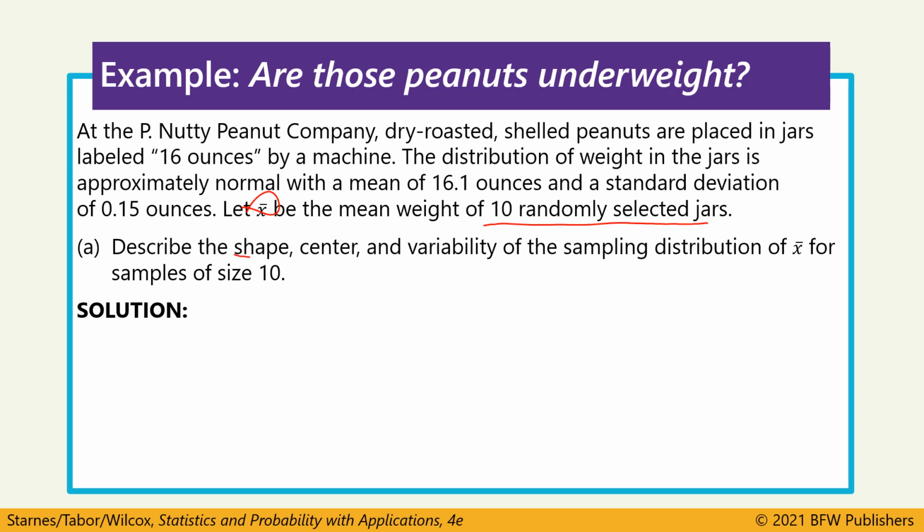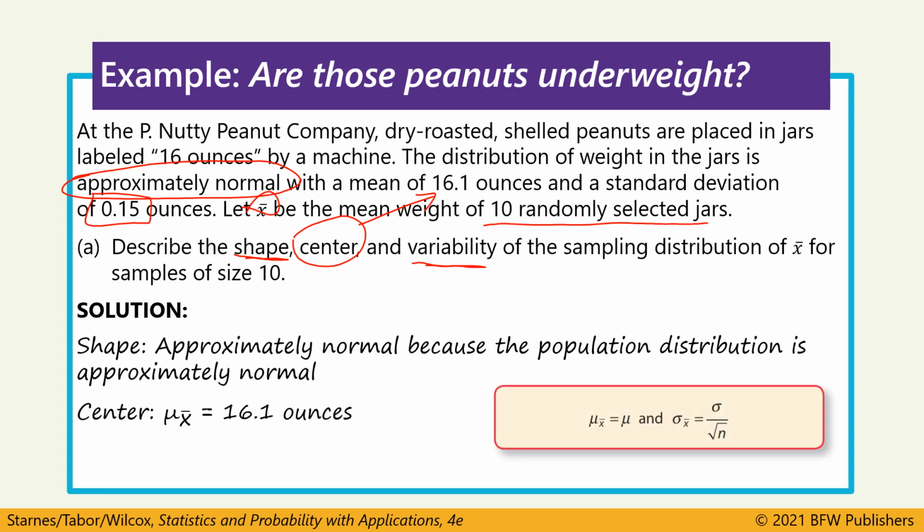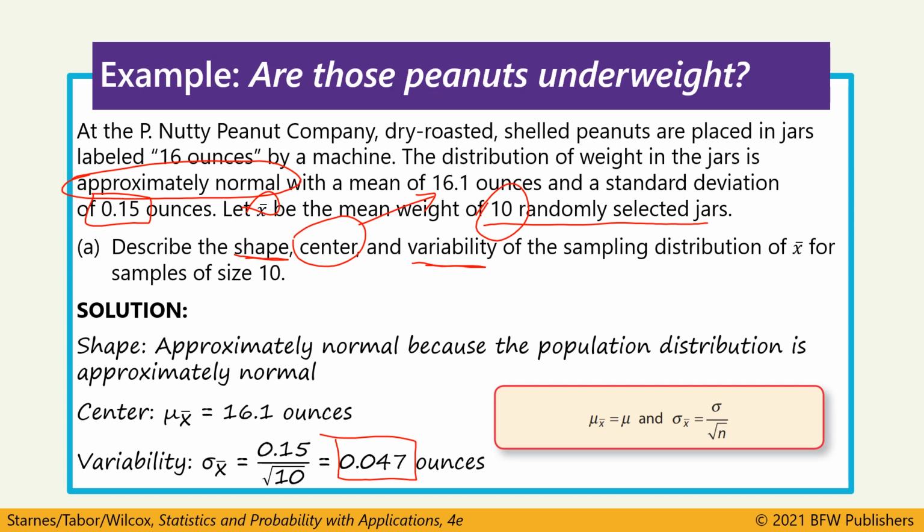So the shape is going to be approximately normal because the overall population is approximately normal. The center will be the average of our sample. And the variability, this standard deviation is going to change based on the size of that sample. So we'll take that 0.15 and divide it by radical n, radical 10, and we get a new standard deviation of 0.047.